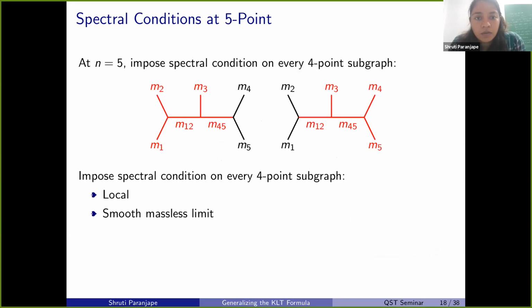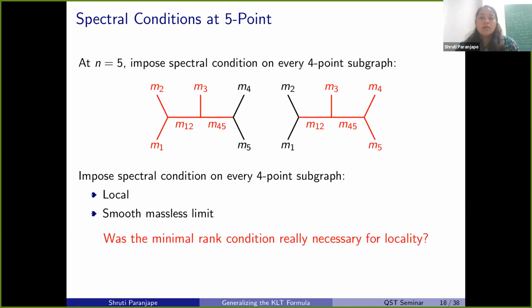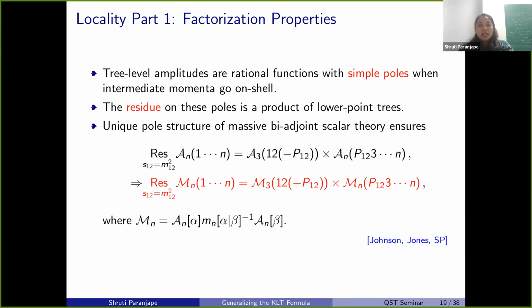So at 5 points, it's the same condition. I just want to now talk about, because it seems like everything is nice so far, everything is giving you something local, but I want to emphasize why minimal rank was actually important for this to happen. There are two parts to how locality manifests on tree level amplitudes. One is you have to factorize correctly on simple poles, and the other is you don't have anything except simple poles.